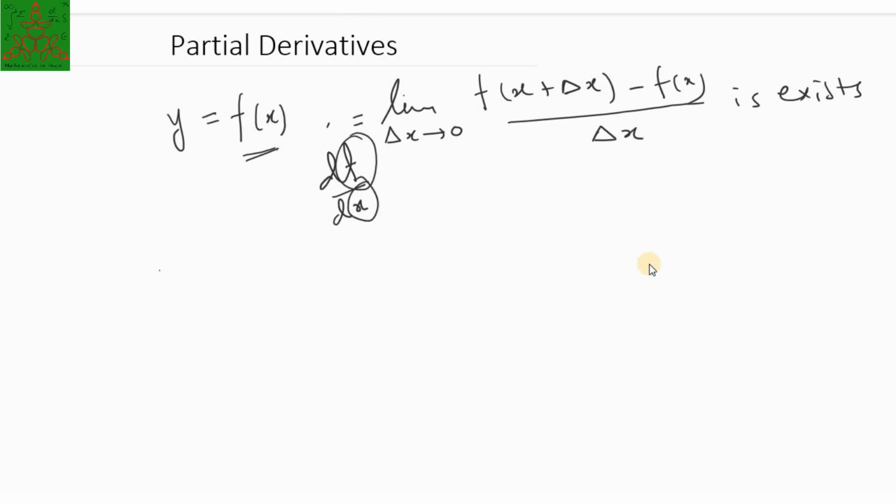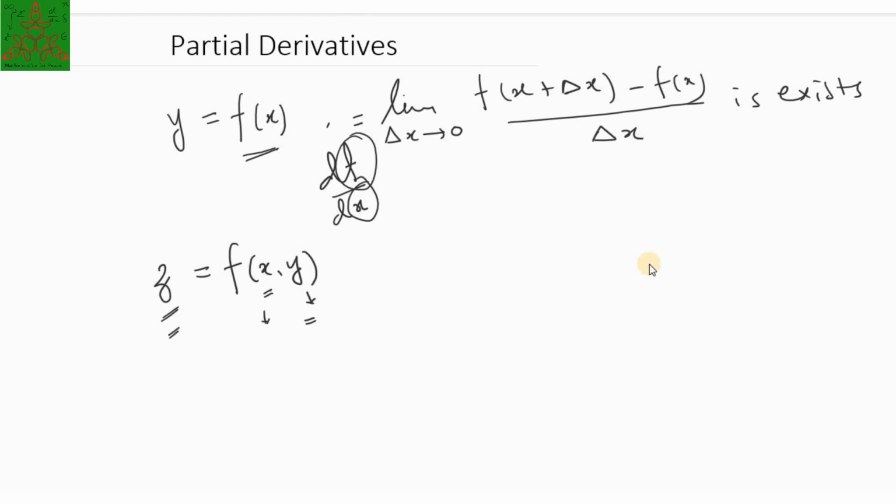Now here the situation is that z is a function of two variables x and y. Obviously one can ask a question: what is the rate of change of z with respect to x keeping y fixed? Another question one can ask is what will be the rate of change of z with respect to y keeping x fixed.